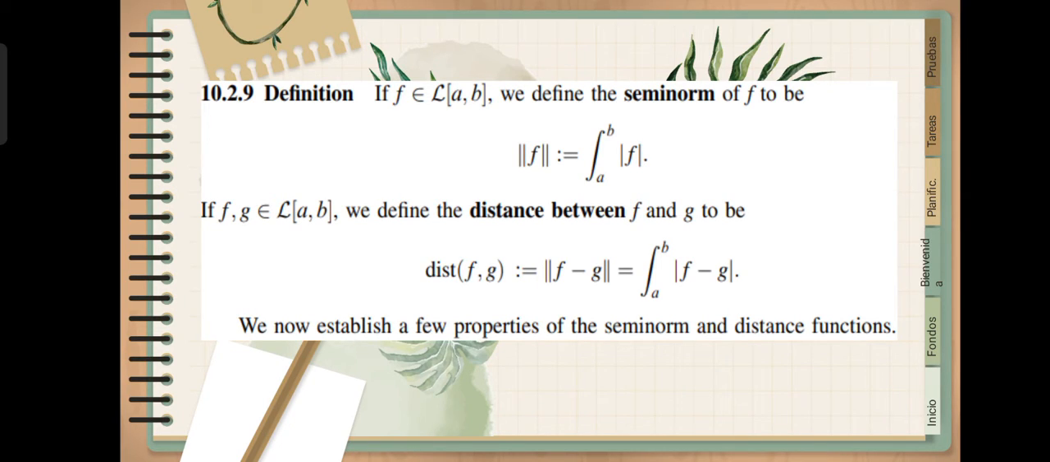10.2.9 Definition. If f is an element of L[a,b], we define the semi-norm of f to be the semi-norm of f equals the integral from a to b of |f|. If g is an element of L[a,b], we define the distance between f and g to be the distance d(f,g) equals the semi-norm of f − g, equals the integral from a to b of the absolute value of f − g. We now establish a few properties of the semi-norm and distance functions.